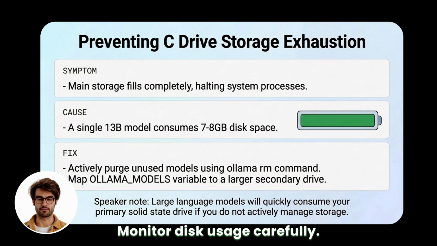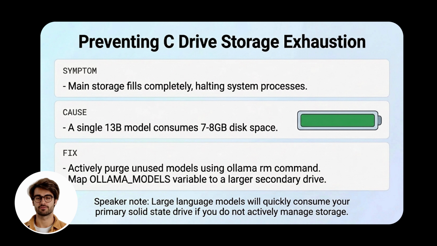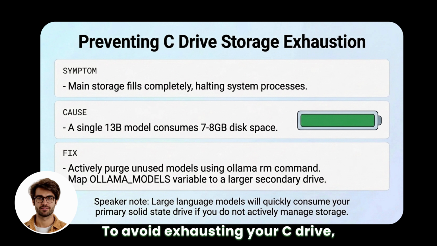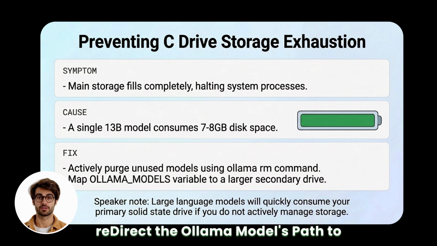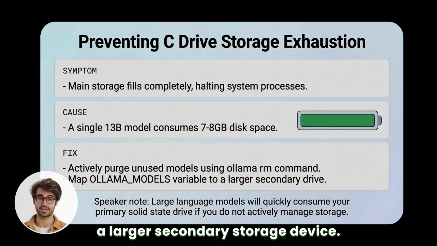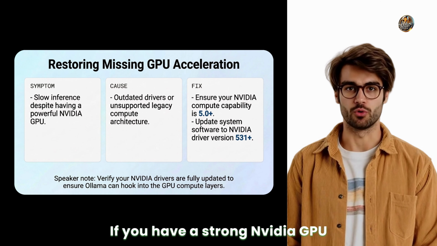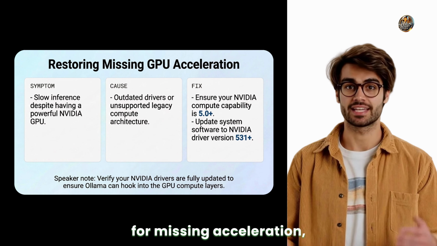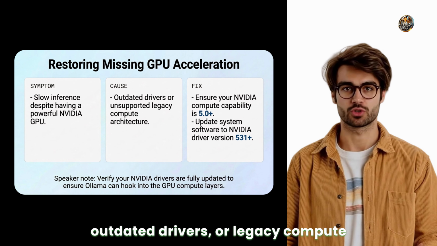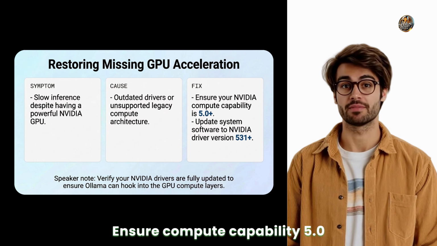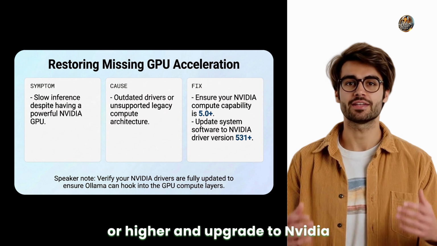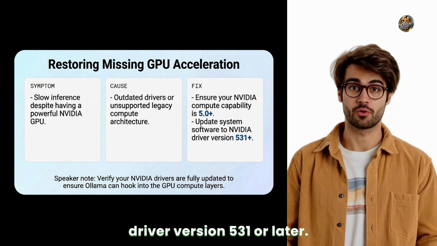Monitor disk usage carefully. A single 13B model can consume 7 to 8 GB. To avoid exhausting your C drive, regularly remove unused models with ollama rm, and, when possible, redirect the Ollama models path to a larger secondary storage device. If you have a strong NVIDIA GPU but see slow speeds, check for missing acceleration. Outdated drivers or legacy compute capability can block GPU use. Ensure compute capability 5.0 or higher, and upgrade to NVIDIA driver version 531 or later.